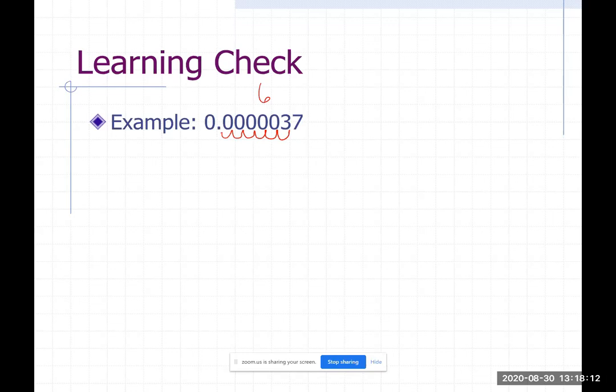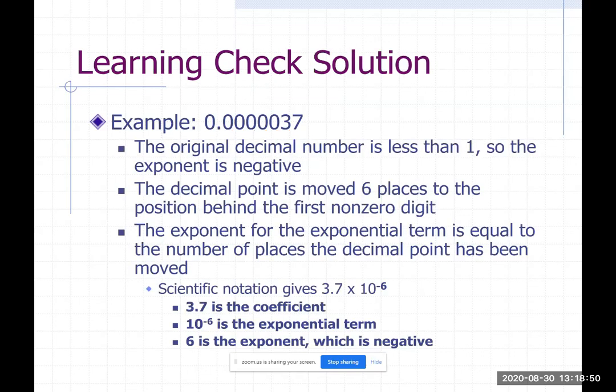And because my original number was less than 1, I know that there's going to be a negative sign in front of that exponent. How many significant figures do I have here? The 3 and the 7 are the only significant figures because leading zeros never count as significant. So I have 3.7, where I moved that decimal, times my exponential term, which is 10 raised to an exponent of 6, and the 6 is negative because my original number was less than 1. And here is the solution for that if you get stuck later on.